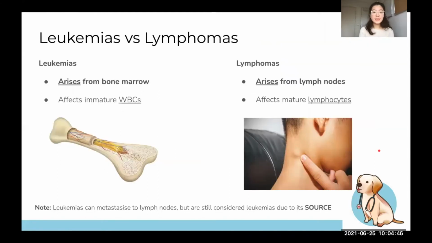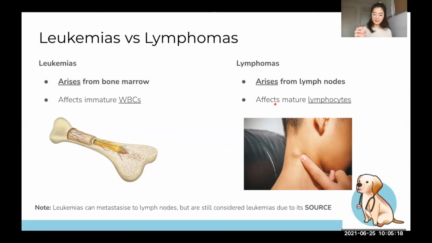So we'll start off by talking a bit about your leukemias and your lymphomas. To differentiate between the two, the main thing that distinguishes leukemias from lymphomas is where they come from. Leukemias are diseases that arise from the bone marrow, versus lymphomas, which arise from the lymph nodes. And if we think about the difference, your bone marrow is responsible for producing these cells. So in leukemias, you'll see a lot of immature white blood cells floating around in the blood, versus lymphomas.